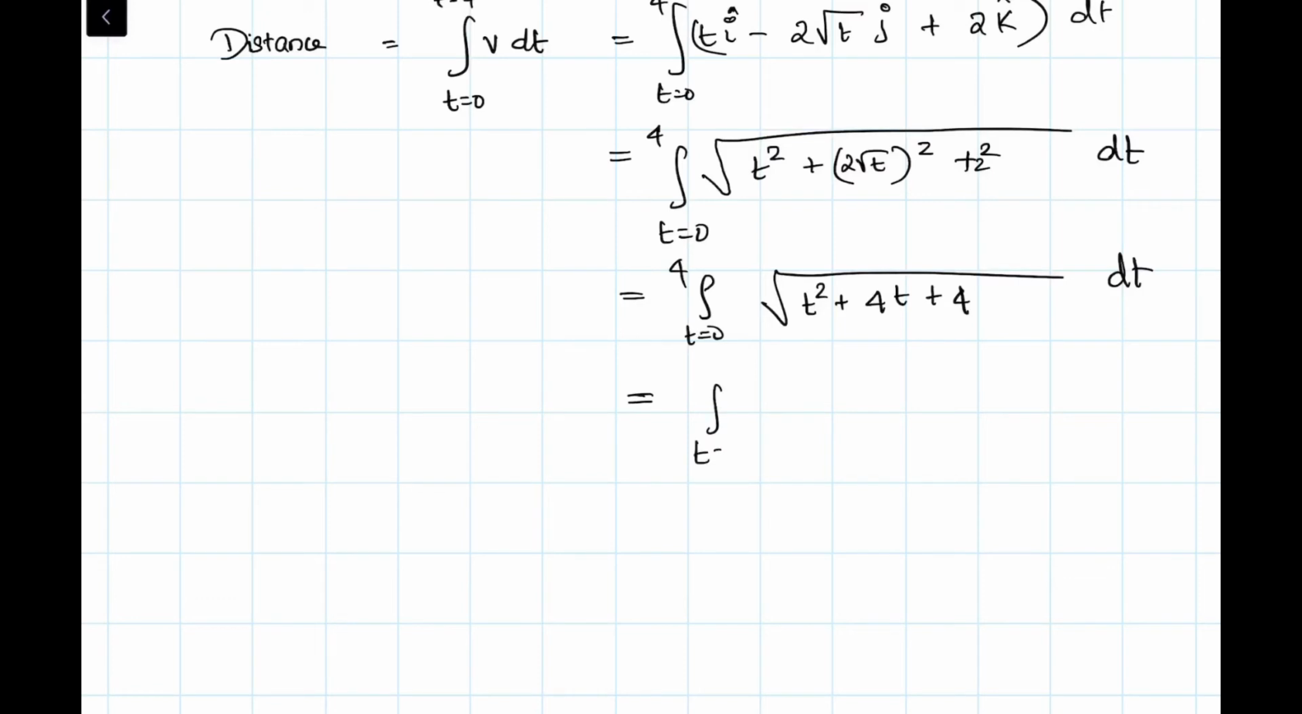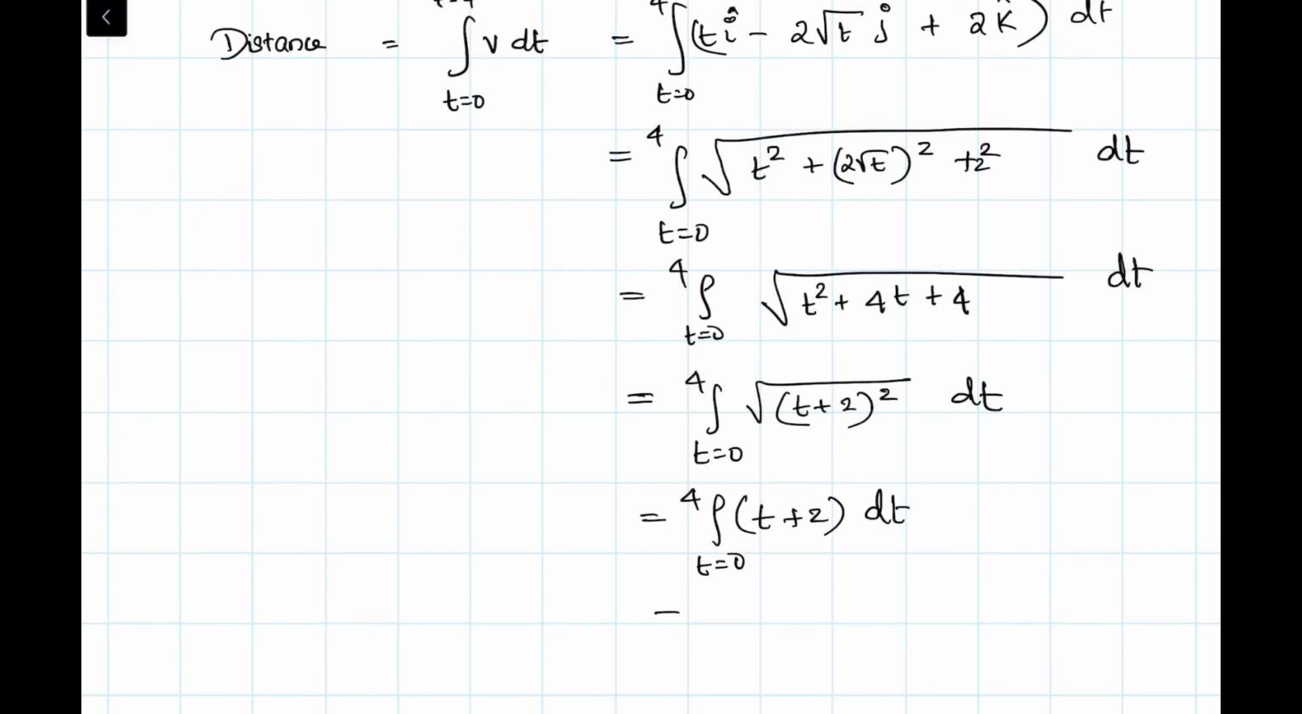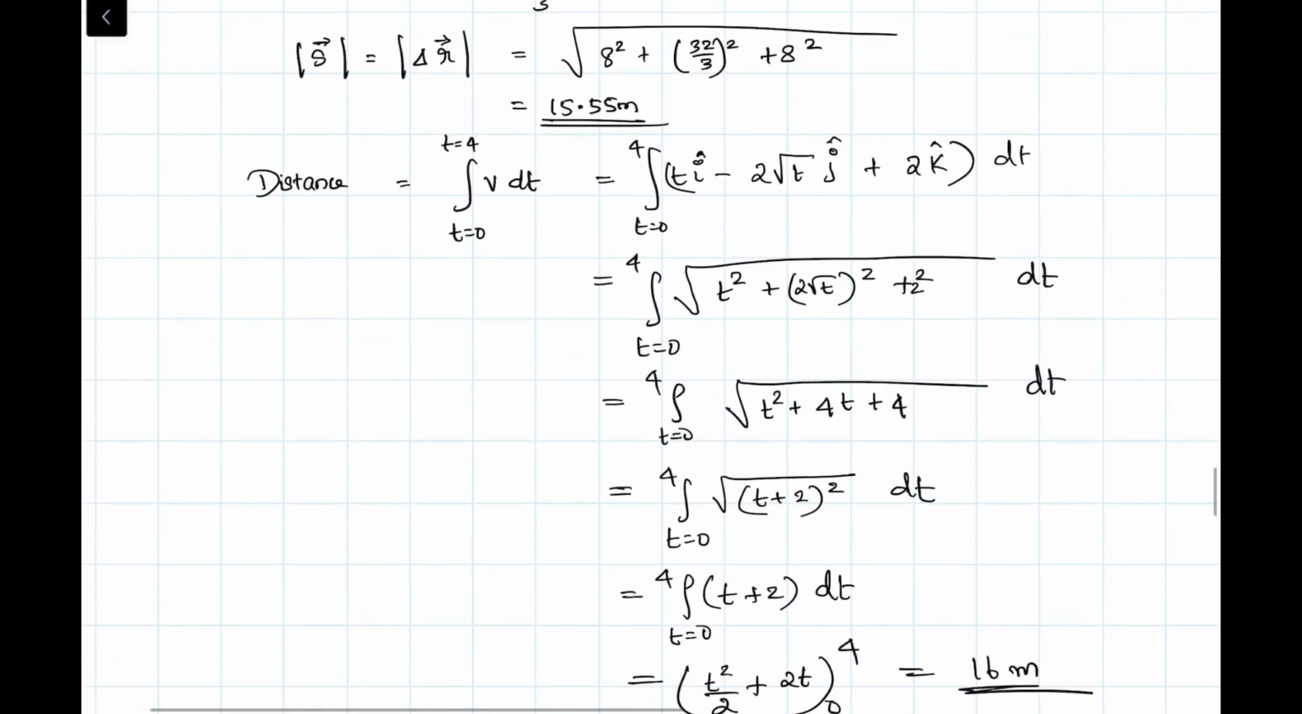Now, what else can you do next? Integral t equal to 0 to 4. What is this term? It is root of t plus 2 whole square dt, which is equal to the integral from 0 to 4 of t plus 2 dt, which is equal to t square by 2 plus 2t within the limit 0 to 4. Substituting the limit, you get 16 meter. Now what was the displacement? It was 15.55 meter, and distance is more than that, so it is correct. So that is how we do the distance.